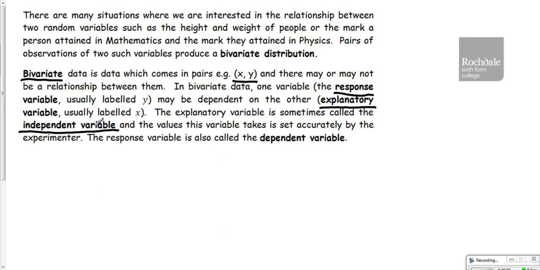So you might, for example, change temperature and look at the effect on a certain reaction. The reaction you can't control, you would plot that on the y-axis, and that's called a dependent variable. So it depends on what you do with the x value, what happens to the y value.